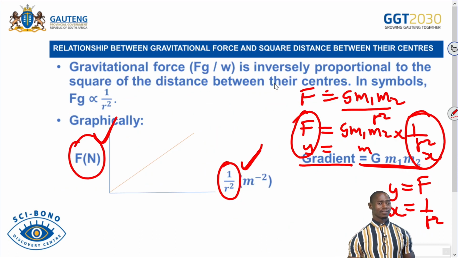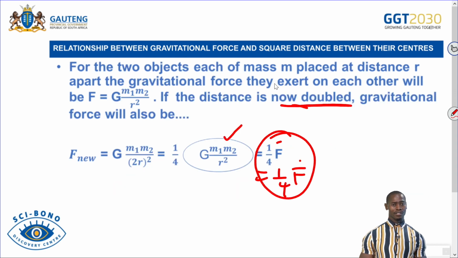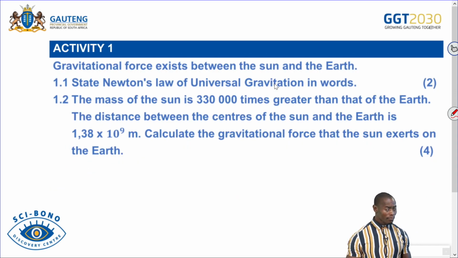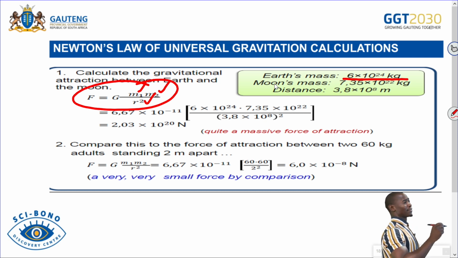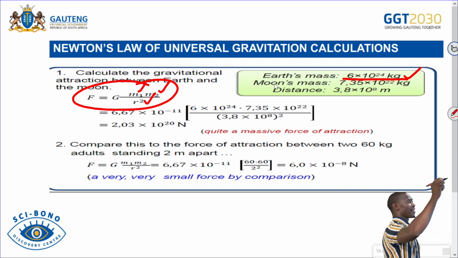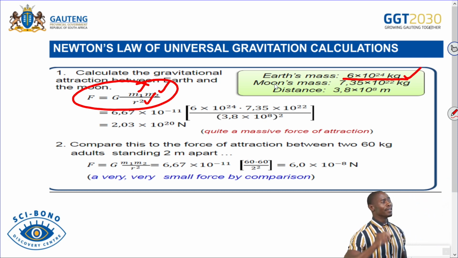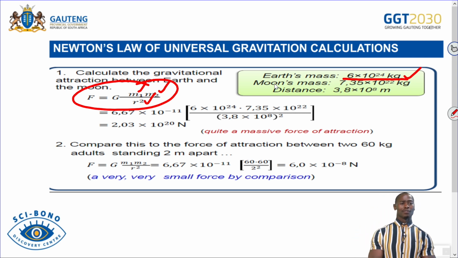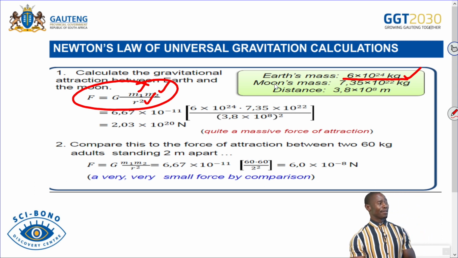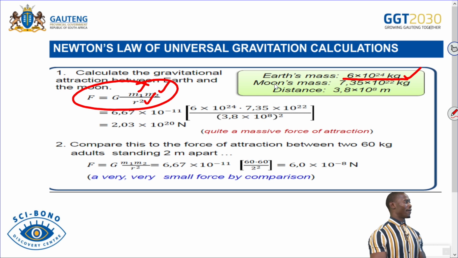But in this case, they want us to use their values, all right? These two values. 6 times 10 to the power 24, that is the mass of the Earth. And then the mass of the moon, 7.35 times 10 to the power 22. And then the distance between the centers, because it should be the distance between the centers, is 3.8 times 10 to the power 8. They want the gravitational force of attraction, right?